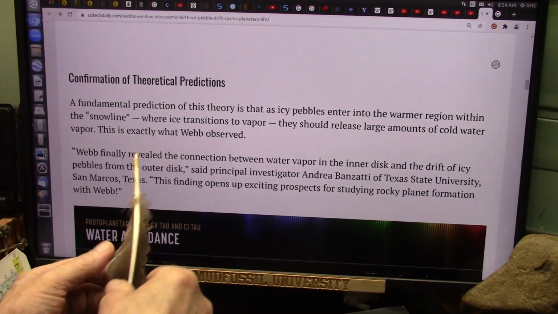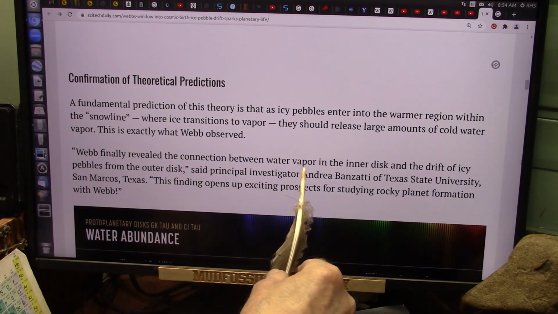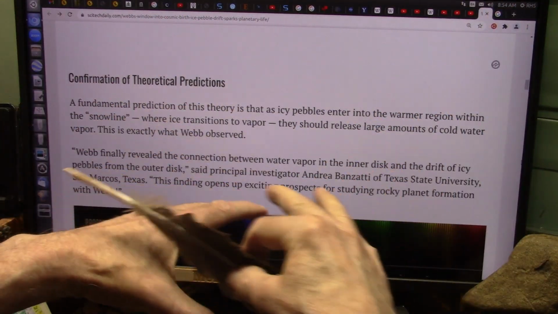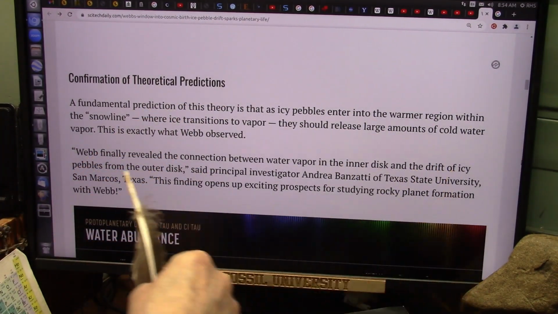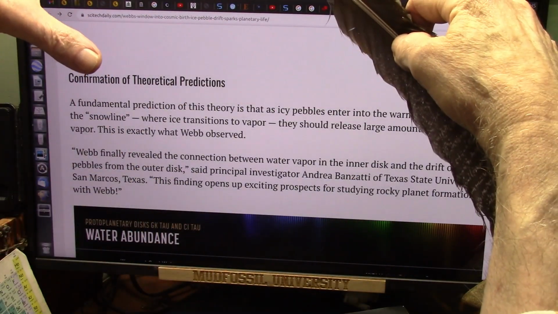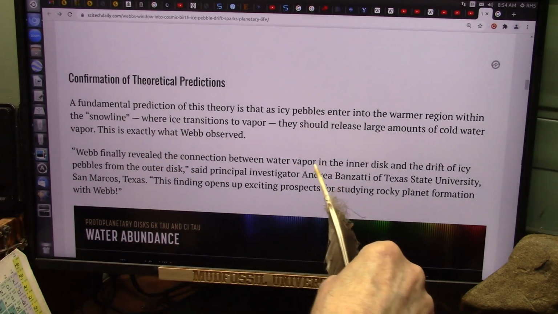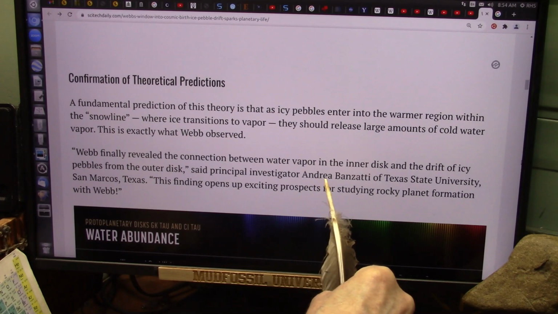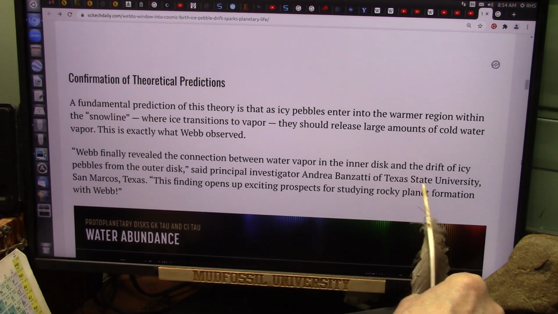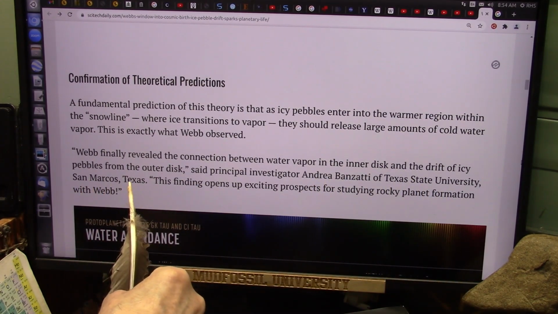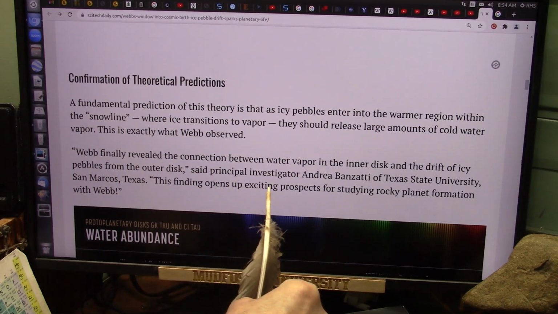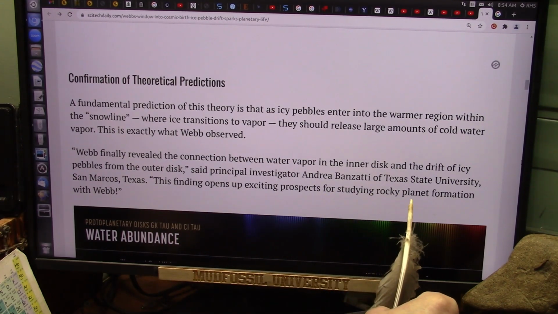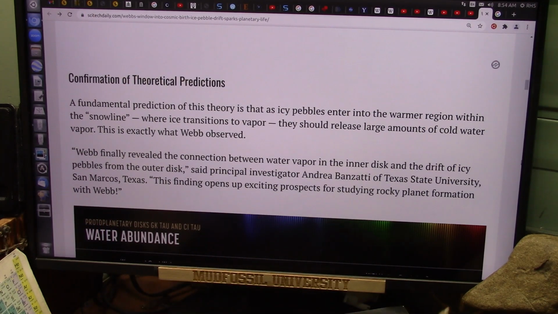Webb finally revealed the connection between water vapor in the inner disk area and the drift of icy pebbles from outside into that water vapor area, said the principal investigator Andrea Bazzotti of Texas State University, San Marcos, Texas. This finding opens up exciting prospects for studying rocky planet formation with Webb.